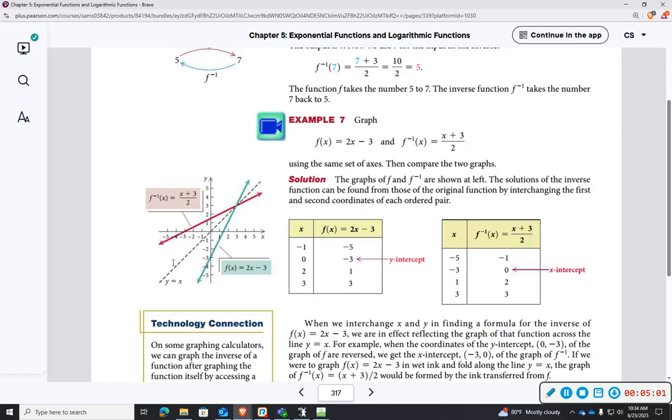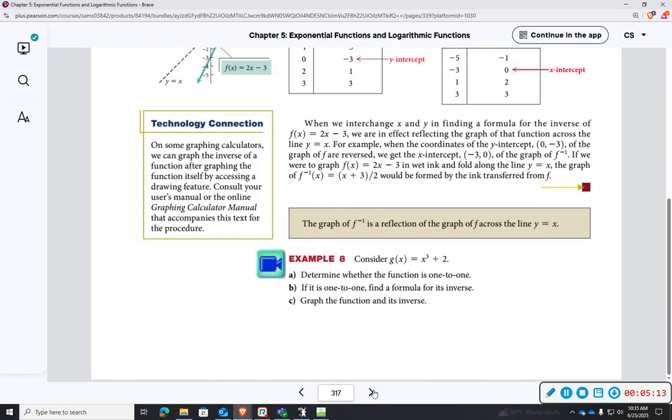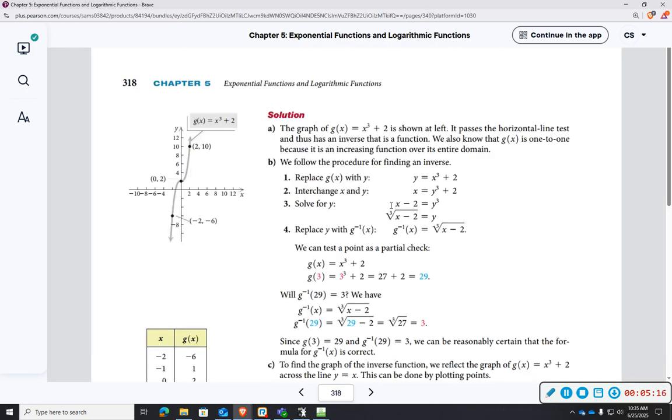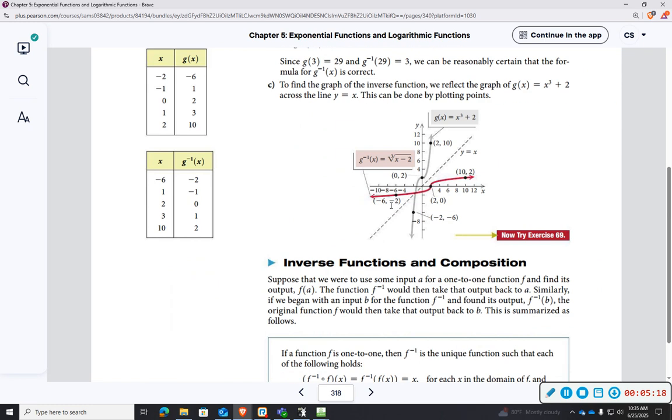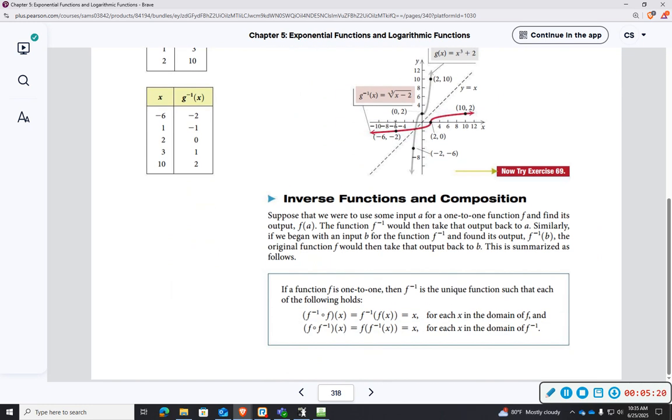So we'll kind of see some of that. Here's an example of that. This dotted line is y equals x. You have f, and you have the inverse. And you kind of see they're like mirror reflections across this line. That's what this property is describing. And then you have a couple more examples, and then we start talking about inverse functions and composition.